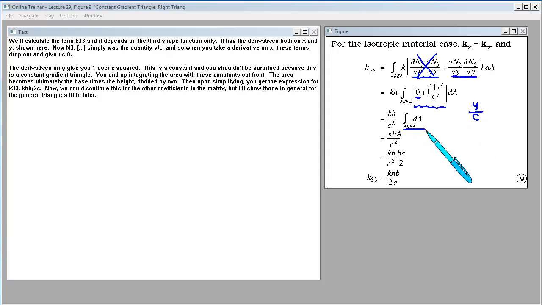You end up integrating the area with these constants out front. The area becomes ultimately the base times the height divided by 2, and then upon simplifying you get the expression for K33, KHB over 2C. Now we could continue this for the other coefficients in the matrix, but I'll show those in general for the general triangle a little later.